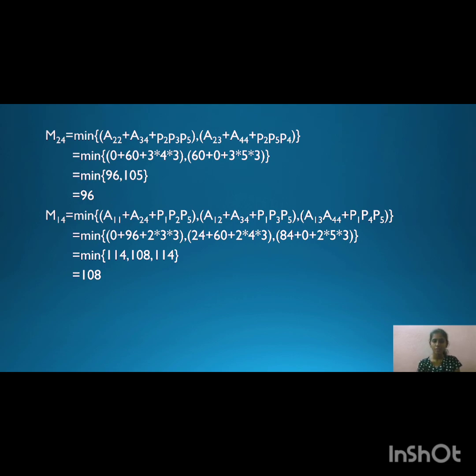For M14 similarly, we take three such splits, that is M11, M24, P1, P2, P5, and M12, M34, P1, P3, P5, and the third, M13, M44 plus P1, P4, P5. On considering all these, we find the minimum as 108. Hence, A1, A2, A3, A4 has an optimal solution with a total number of multiplications of 108.